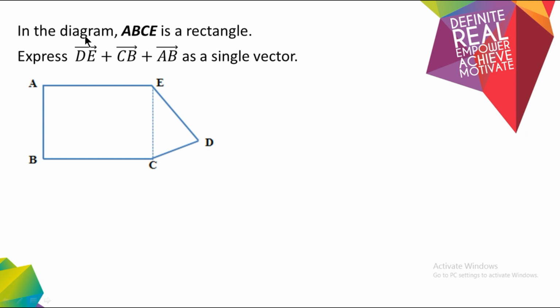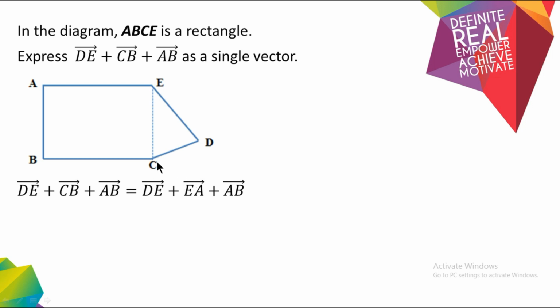Next, in the diagram, ABCE is a rectangle. Express DE plus CB plus AB as a single vector. Since ABCE is a rectangle, that means AB has the same magnitude as EC, and also BC has the same magnitude as AE. So we can express DE plus CB plus AB equal to DE plus EA plus AB, because CB is equal to EA.